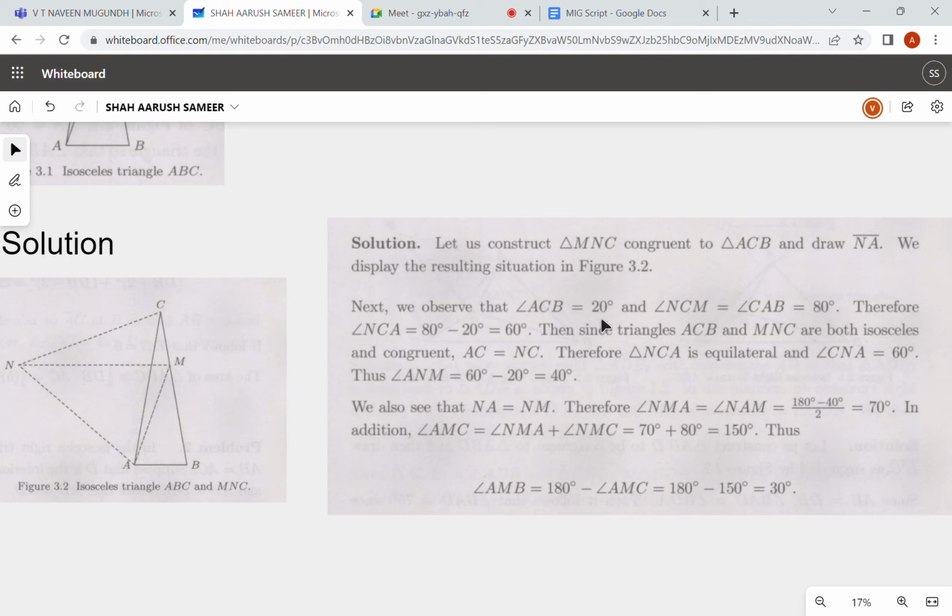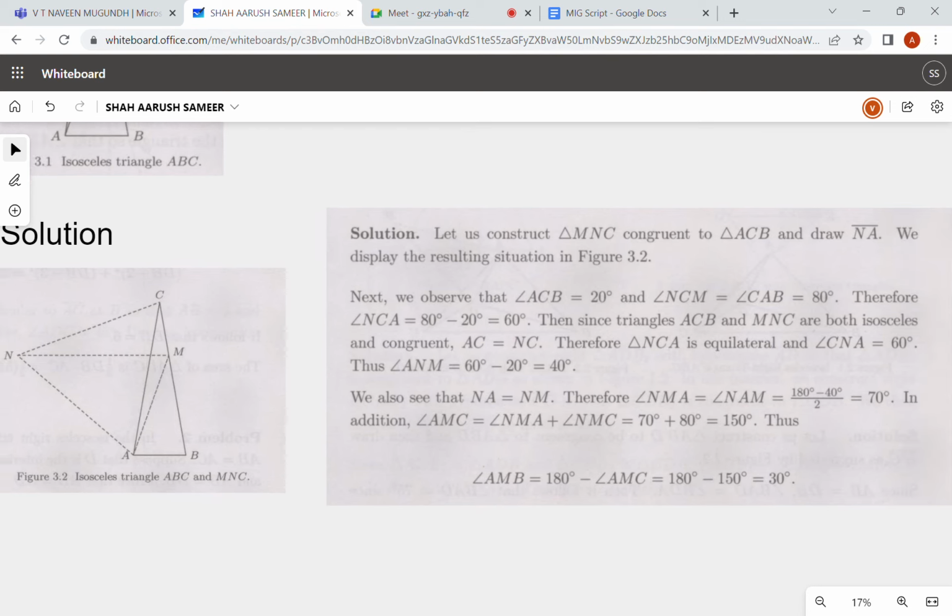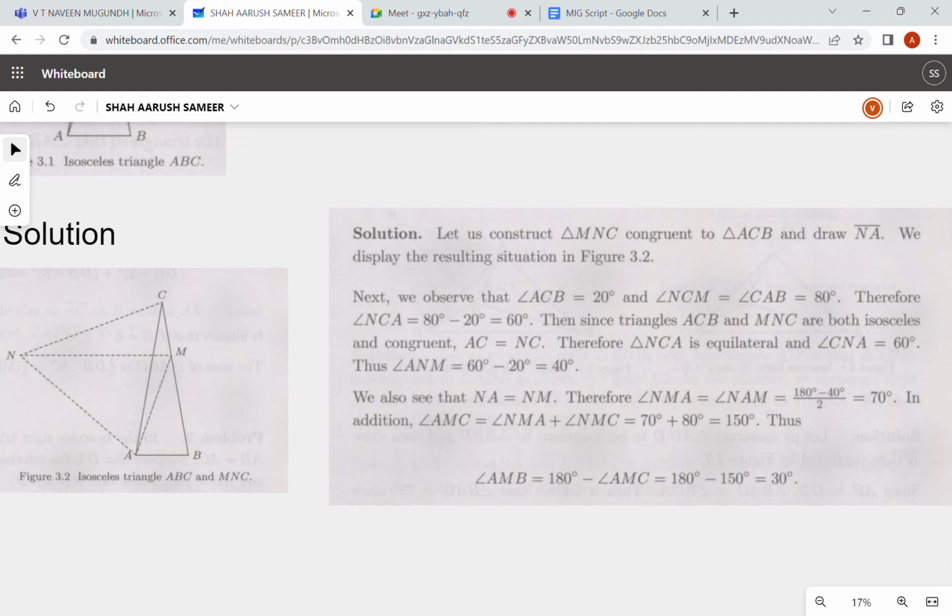Then, since triangles ACB and MNC are both isosceles and congruent, we can find that AC equals NC because corresponding sides on congruent triangles are equal. Therefore, NCA is equilateral and angle CNA is equal to 60 degrees. Thus, angle ANM is equal to 60 degrees minus 20 degrees equals 40 degrees. We also see that side NA is equal to side NM.